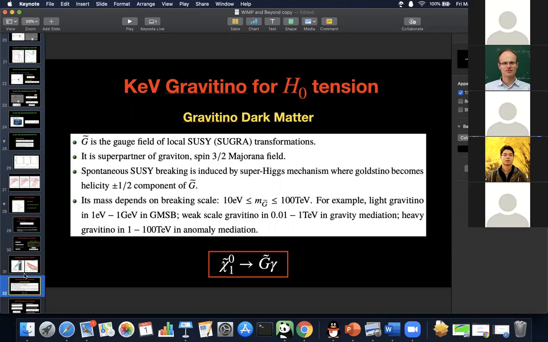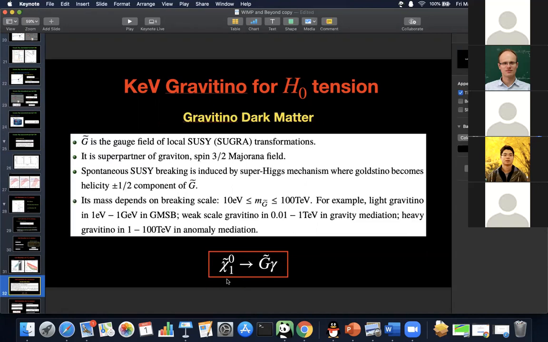So we begin to consider the possibility, and we focus on gravitino dark matter, because we know that for gravitino dark matter we can have a very natural process: the NLSP can decay to the gravitino plus a photon.